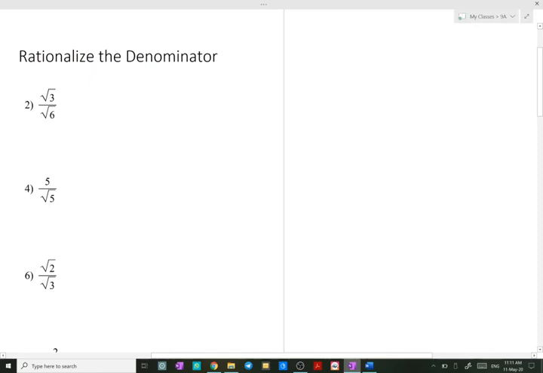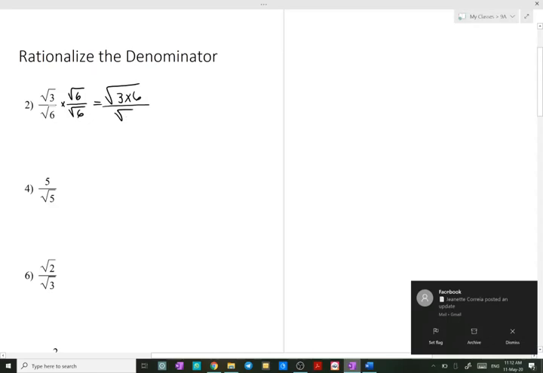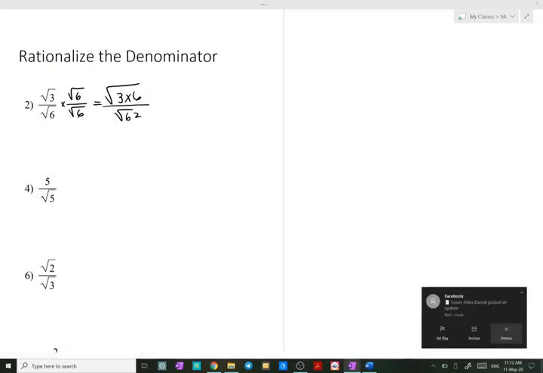In order to rationalize the denominator, we have to multiply the denominator by square root 6. Whatever we do to the denominator, we do to the numerator in order not to change the initial given. So this is equal to square root of 3 times 6 over square root 6 squared. And we know that square root 6 squared is equal to 6.